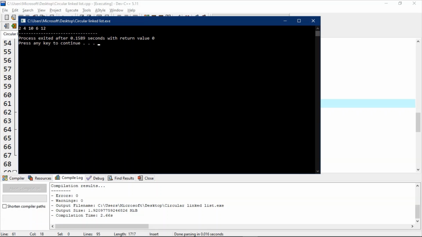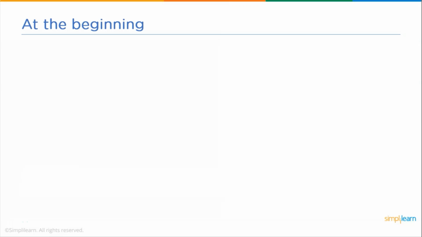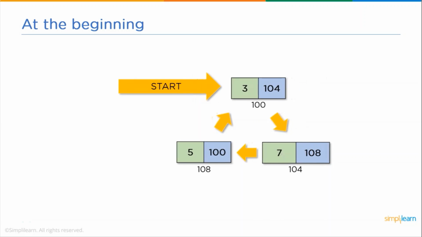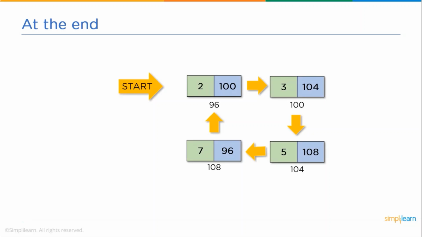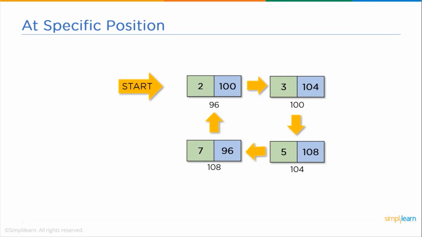Let's get back to our slides. Now, let's talk about deletion. First up, deletion at the beginning. We have to change the first node's address to the null to execute this. Next up, deletion at the end. We have to change the second last node's address to null to execute this. Next up, deletion at a specific position. We will change the previous node's reference address to the next node's address.